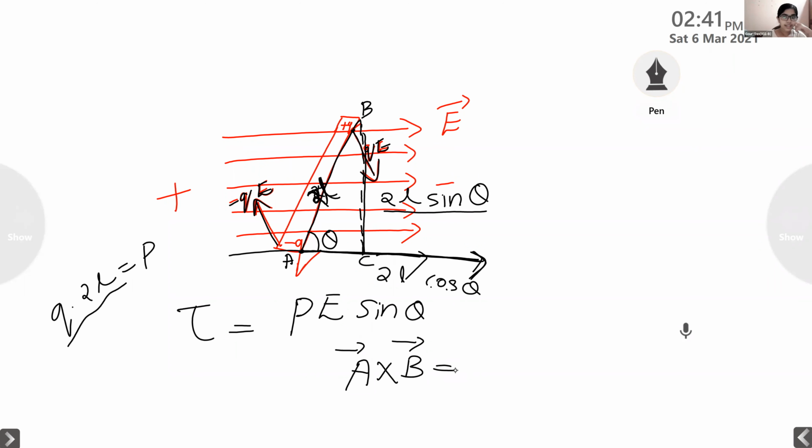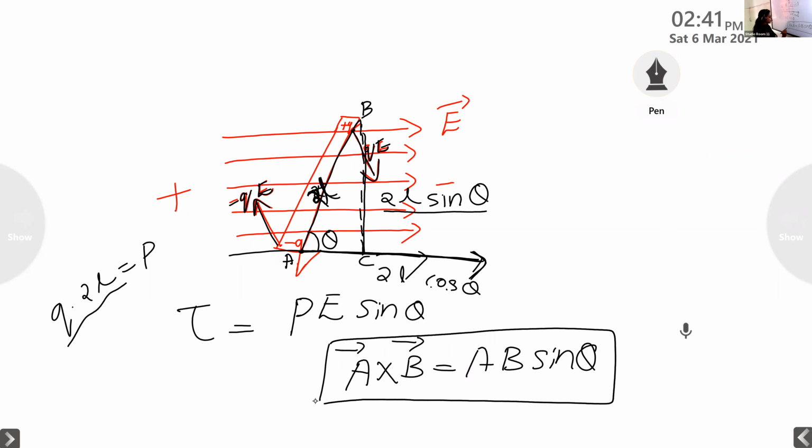Yes, the vector A cross vector B is equal to AB sin theta, right? AB sin theta. So we can use this cross product here. Instead of A and B, we have another two vectors, that is the dipole moment vector P and the electric field vector E. So this PE sin theta is of the form A cross B, with P and E in place of A and B.